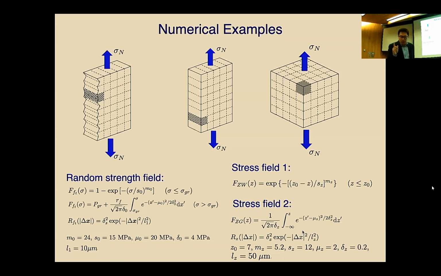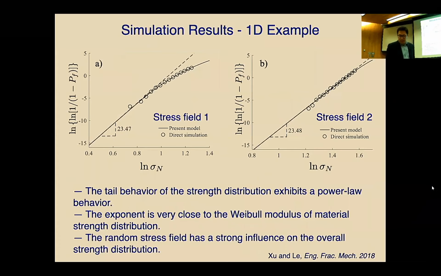Now we're going to see what we get for the overall peak load if we combine the resistance field with the Weibull tail with different stress fields. So in the 1D case, what you see is that I use the same resistance field, but different stress field 1 and stress field 2, plotted on the Weibull scale, the statistics of the failure load. The circles you see are a direct Monte Carlo simulation. The solid line is the model that we have. You can see they match the simulation very well.